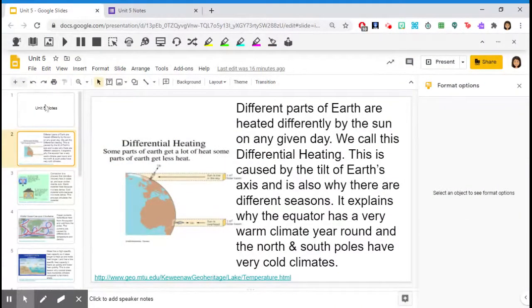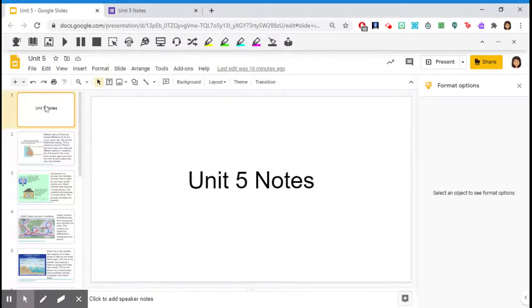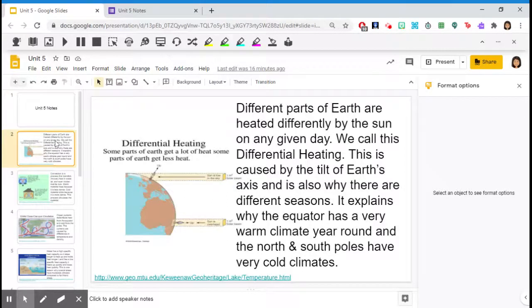So Unit 5 is on oceans and atmosphere, and the role of the ocean and the atmosphere in redistributing heat around Earth to make our planet a comfortable place to live. The first concept is differential heating. Different parts of Earth are heated differently by the sun on any given day. We call this differential heating. This is caused by the tilt of Earth's axis and is also why there are different seasons.